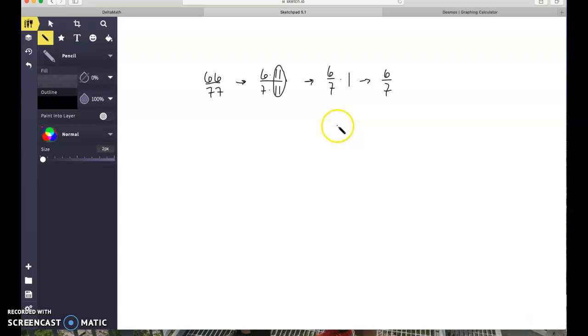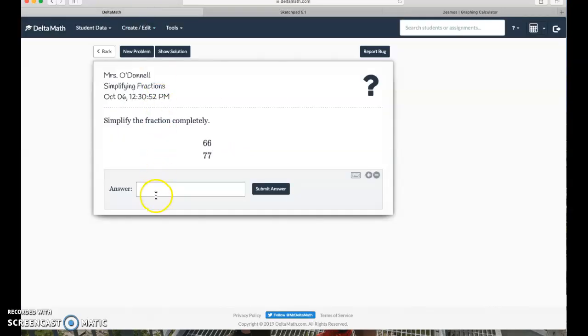I want to make sure and check the 6 and 7 to see if I can make it any simpler. And hey, 7 is prime, so I know that doesn't break down anymore. So 6 over 7, and there you have it. Let's go ahead and plug that back into Delta Math.